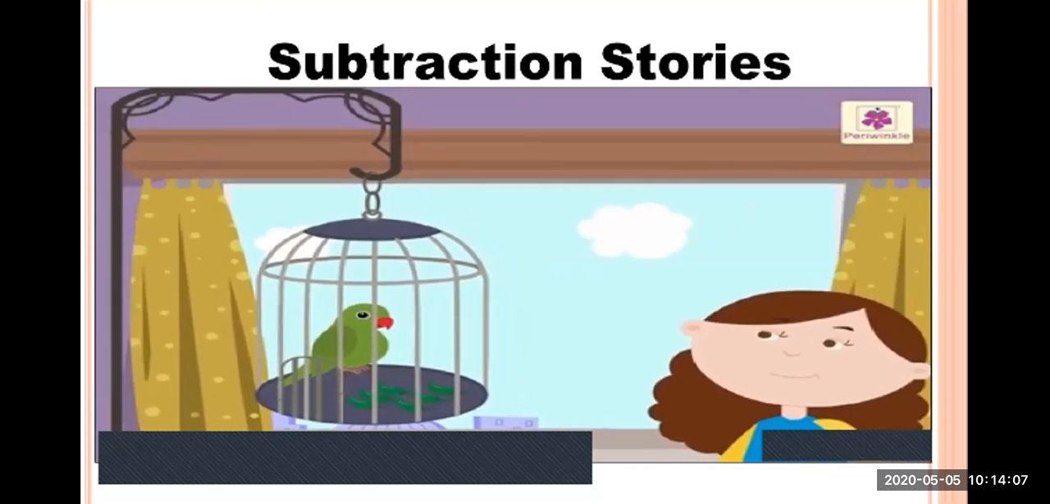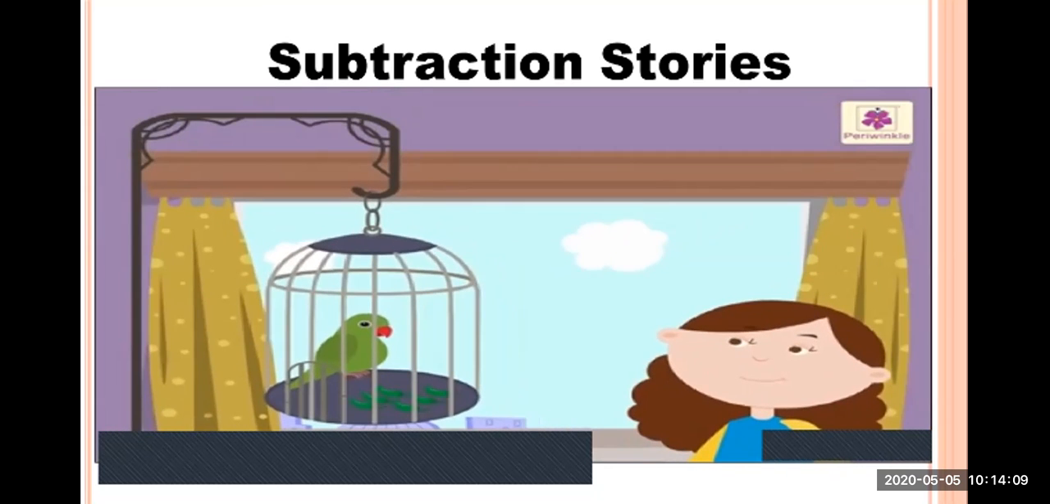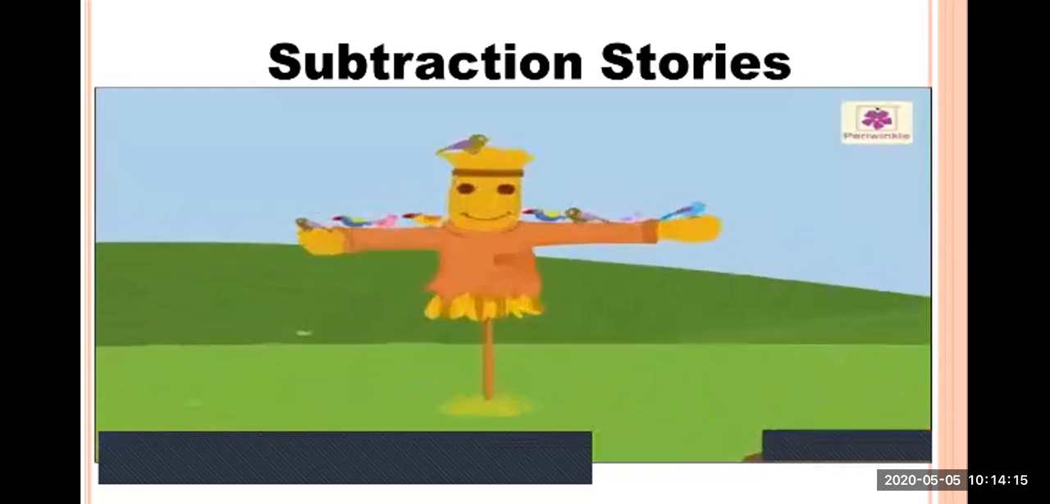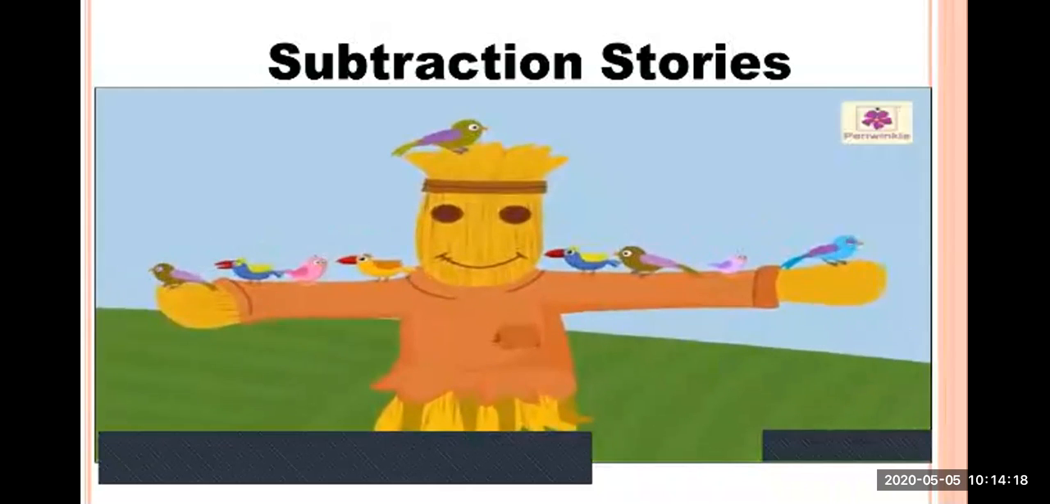Now, let's look at different subtraction stories and try to solve them. Can you see the scarecrow in the farm? There are 9 birds sitting on the scarecrow. 5 birds flew away.